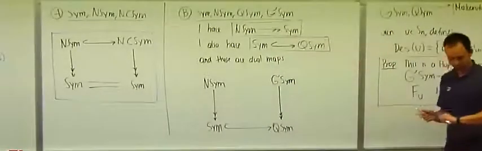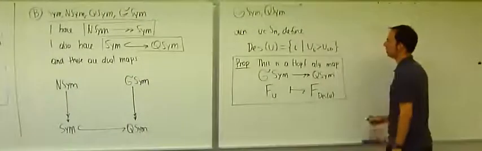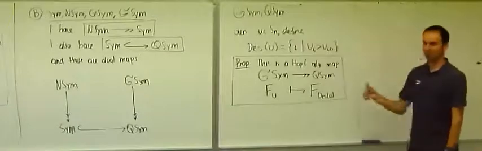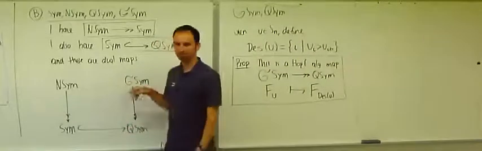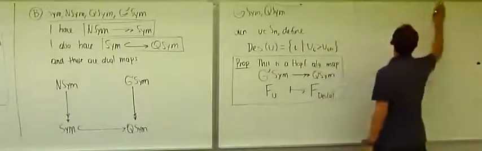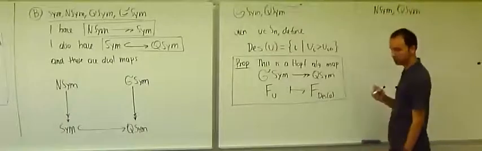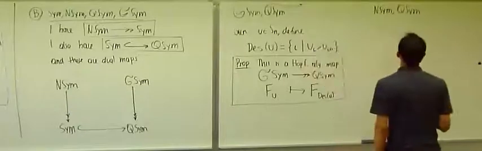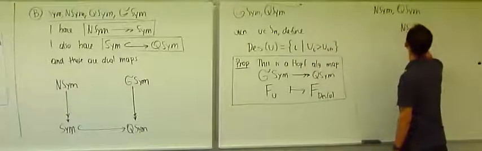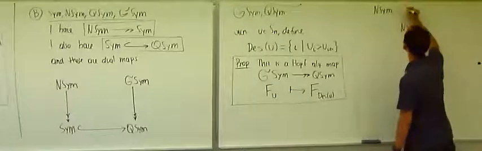So I have a map right there. Okay. I hope you're tempted to draw a map this way also. Hopefully we can find a map here. And I do have a map, which is actually an inclusion, I believe. Yes. Oh, from NSym to S-SYM, sorry.